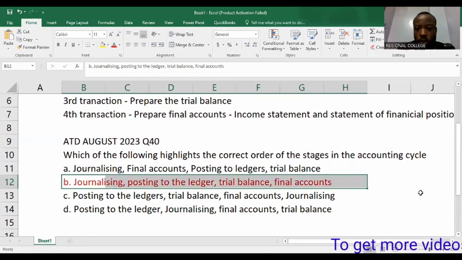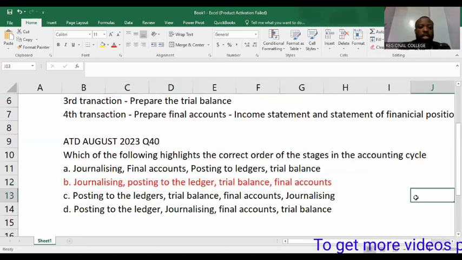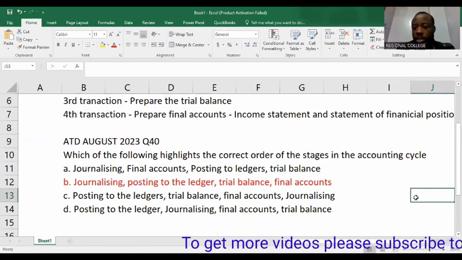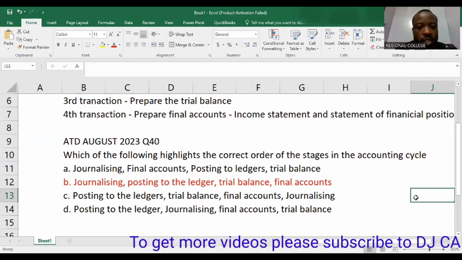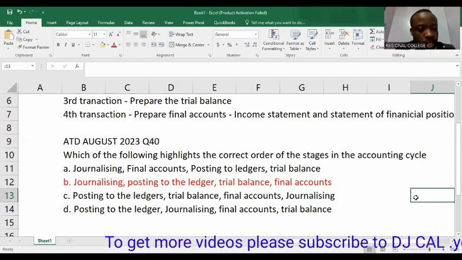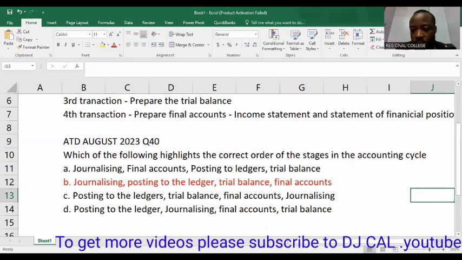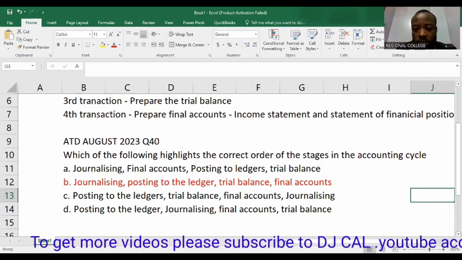So that one was the answer. Journalizing, posting to the ledger, then the trial balance, and you make the final accounts. So that is how the life cycle of a business always goes, until you make the final accounts at the end of the year and you know the position of your business.